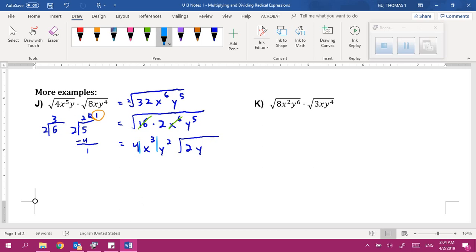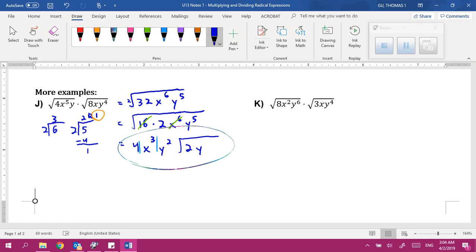So this is a rule that we learned back in 8.5 that we may or may not have forgotten. When you have an even index, you have to put the absolute values around the odd exponents in your final answer. That is to make sure that your answer comes out positive. So there we go. All right, now k.